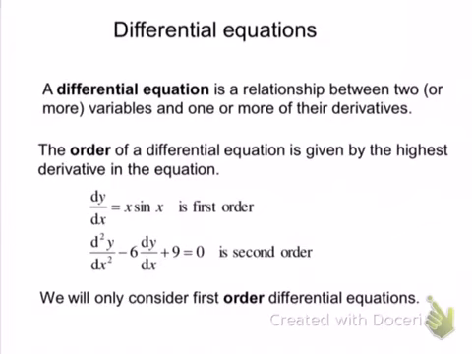The order of a differential equation is given by the highest derivative in the equation. dy by dx equals x sine x is first order, and d2y by dx squared minus 6 dy by dx plus 9 equals 0 is a second order differential equation. However, we are only going to consider first order differential equations in C4.